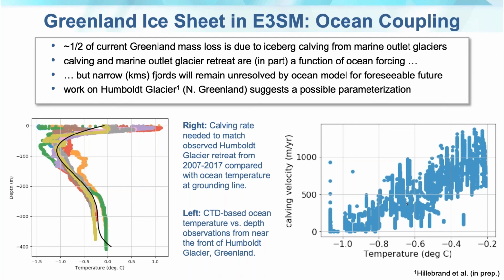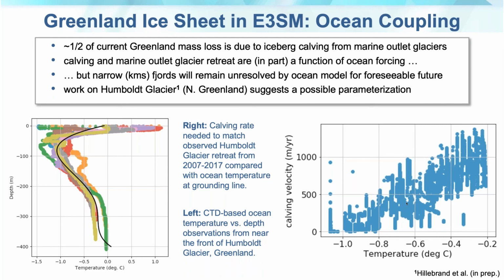And these plots on the bottom here are showing some work by Trevor Hillebrand, who's a postdoc. He's discovered that if we force the ice sheet model for a particular outlet glacier to retreat according to what observations say it should retreat at, the mean rate of retreat over a decade, we find that there's a pretty strong correlation between that and the ocean temperature at the grounding line offshore.